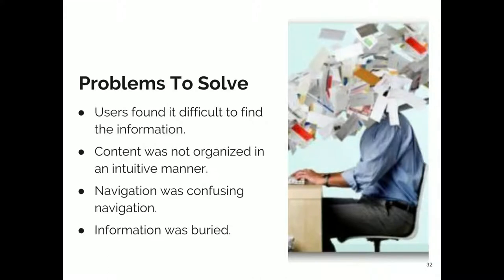So I mentioned before, a good practice is to test before. So we did some quick and dirty tests on the current design just to get an idea of what the current problems are. Where are users struggling? What are they looking for? Where are they running into roadblocks? We found, again, that users found it difficult to find the information they were looking for. This site was very, very content heavy. The content was not organized in an intuitive manner, so following the user's thought process, they could not think through how to find the content they were looking for in an easy way. The navigation was confusing, and information was buried deep in the site, often 6-7 clicks deep. That's way too much.